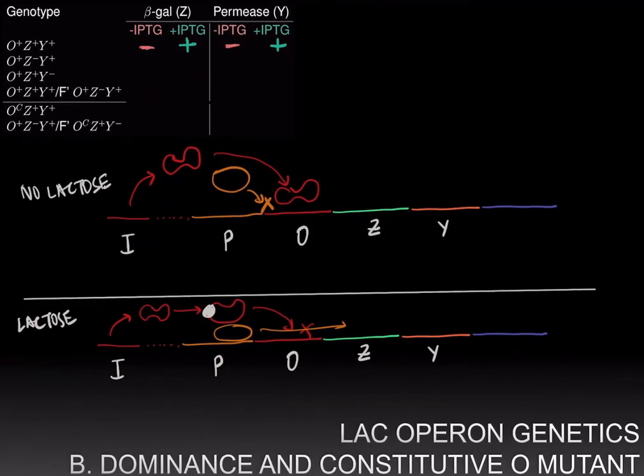Next, let us look at the next genotype where the operator and Y are wild type, but we have a Z minus mutant. The function of the repressor will be exactly the same as before, with the difference that our genotypes are a little bit different. We have O plus, Z minus, Y plus, and O plus, Z minus, Y plus.